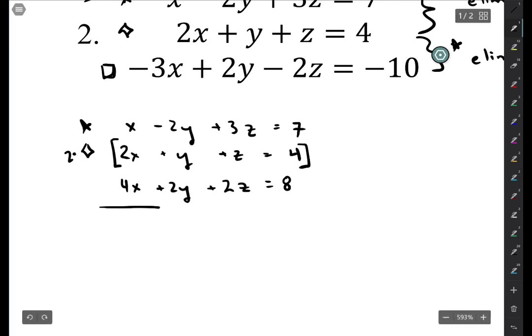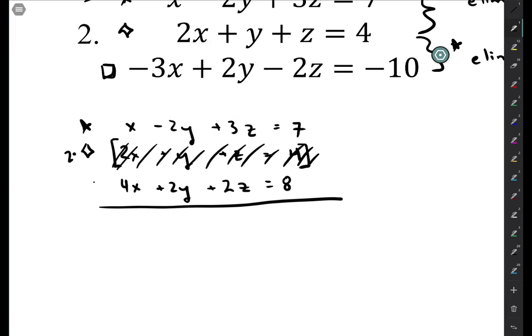Now, we can focus on eliminating star in our new diamond equation. x and 4x would be 5x. The y's would eliminate. That's what we wanted. Don't forget about the z's. That would be 5z. And don't forget about the last column: 7 plus 8 is going to be 15. Now we have a new equation. We'll label this one circle.